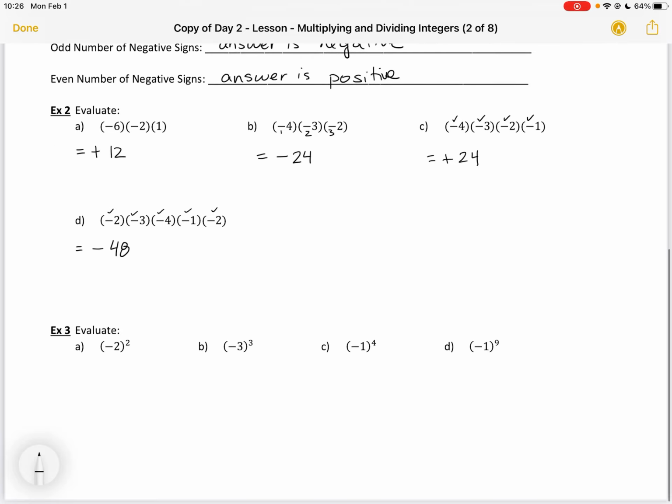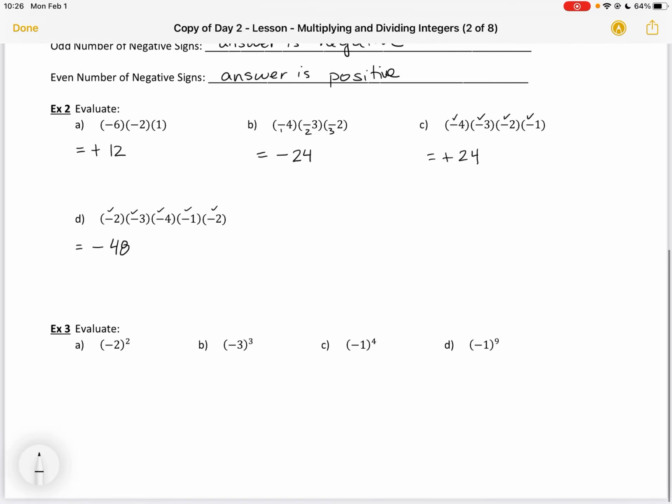My last one is a little bit tricky because we've got some exponents here. Remember that the exponent means the bottom number times itself. So that is what's going to tell me how many negative signs I have. So if I have minus 2 squared, that is the same as minus 2 times minus 2. And I've got two negative signs. So I know that my answer is going to be positive, and then I can multiply the numbers.